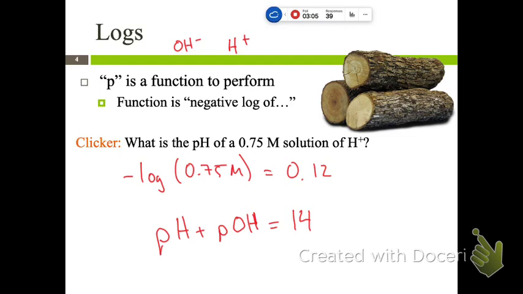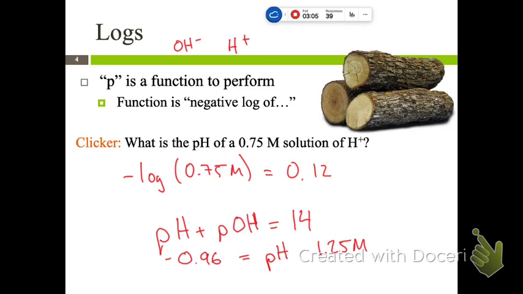Negative numbers are fine. So does anyone want to tell me what is the pH of a 1.25 molar solution of H plus ions? Can you calculate that? Negative 0.096. Negative 0.96. Okay? If we have greater than a 1 molar concentration of H plus ions, we're going to have less than a pH of 0. So just know that can happen.